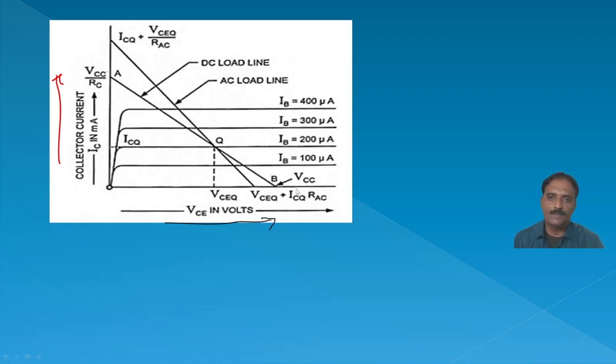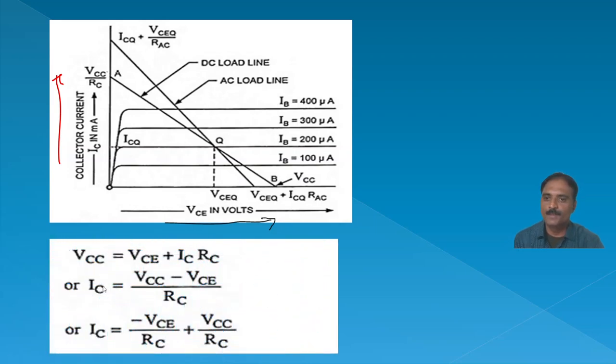If you consider the x-axis and substitute IC equal to 0, because on the x-axis the y coordinate will be equal to 0, then we are going to have VCE equal to VCC. That means for a magnitude of VCC, the value of IC will be equal to 0. Hence, this is the point B. This point B will be equal to VCC. From this equation, you can directly find it out.